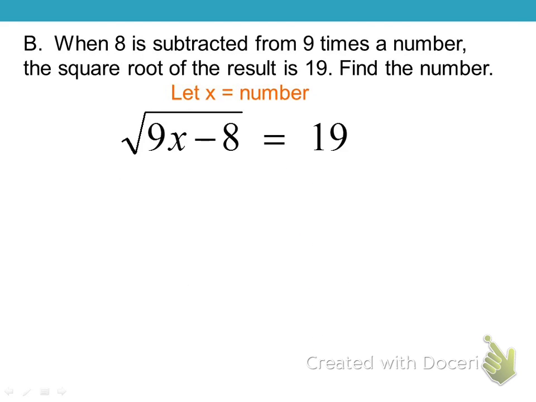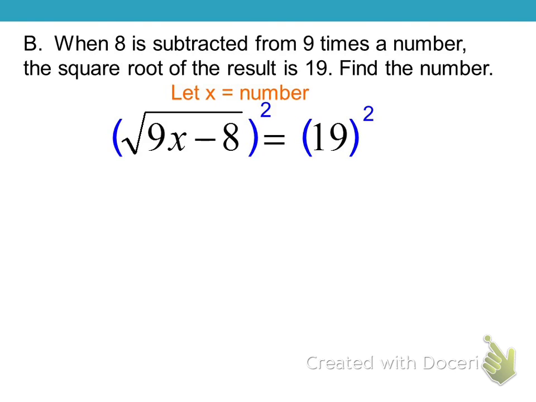So just break it up piece by piece. 8 is subtracted, so I know I'm going to have a minus 8 from 9 times a number. The square root of the result: so you want to do that whole process, 9x minus 8, then take the square root. Your breaking point "is 19," so equals 19. To solve this, now we're going to square both sides.